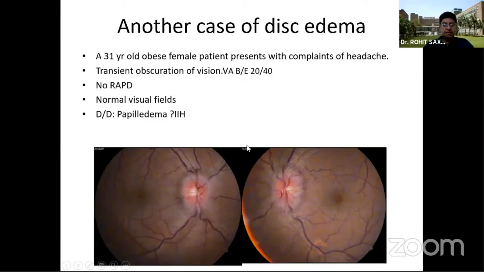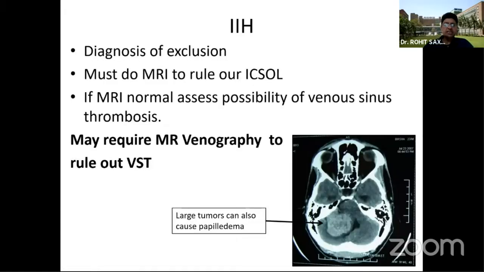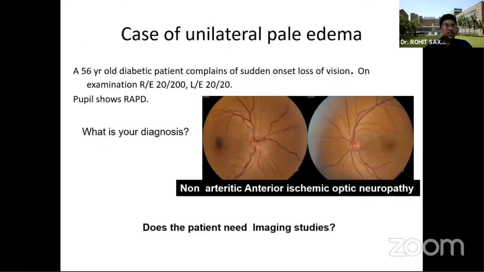Another case of bilateral disc edema presenting with mild transient obscurations of vision. So basically diagnosed as IIH, but this is a diagnosis of exclusion. You must do MRI to rule out a space occupying lesion. And in cases of IIH, which may present atypically, you may need to go ahead with an MRV to look for venous sinus thrombosis, because that may be an important cause for the raised ICT and may require intervention separate from the IIH.